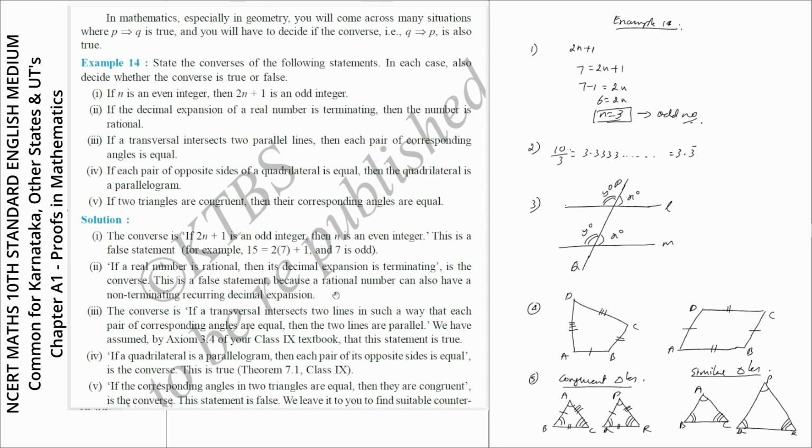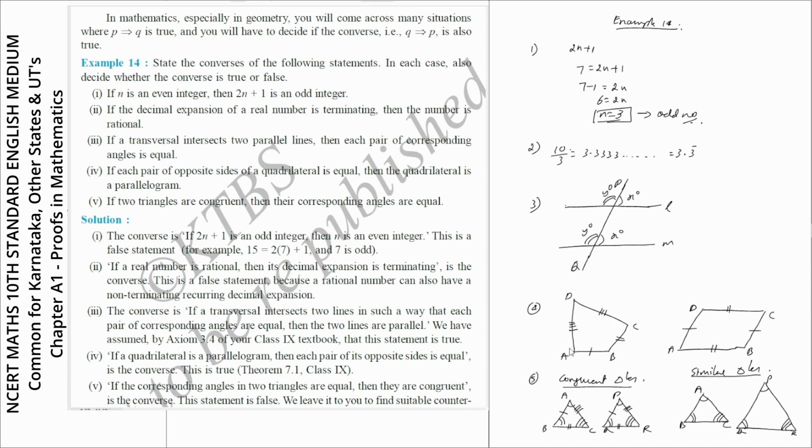Subquestion 4. If each pair of opposite sides of a quadrilateral is equal, then the quadrilateral is a parallelogram. So the converse will be, if a quadrilateral is a parallelogram, then each pair of opposite sides is equal. So both the statements are true.